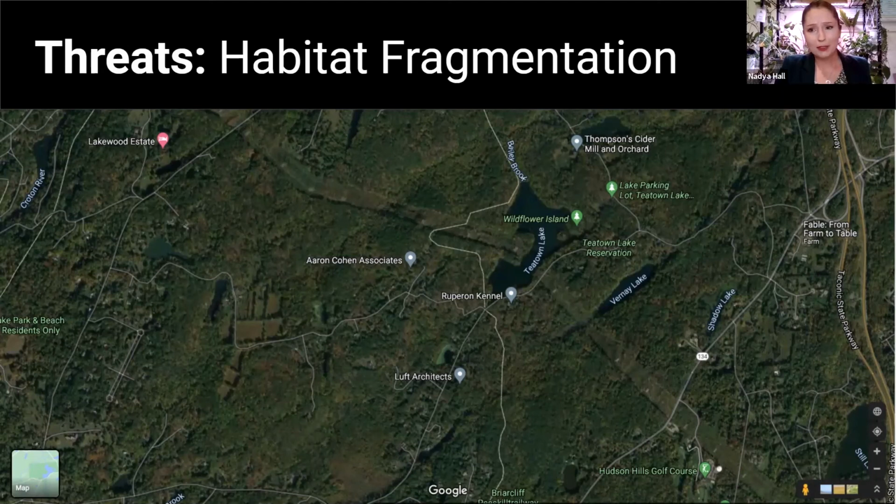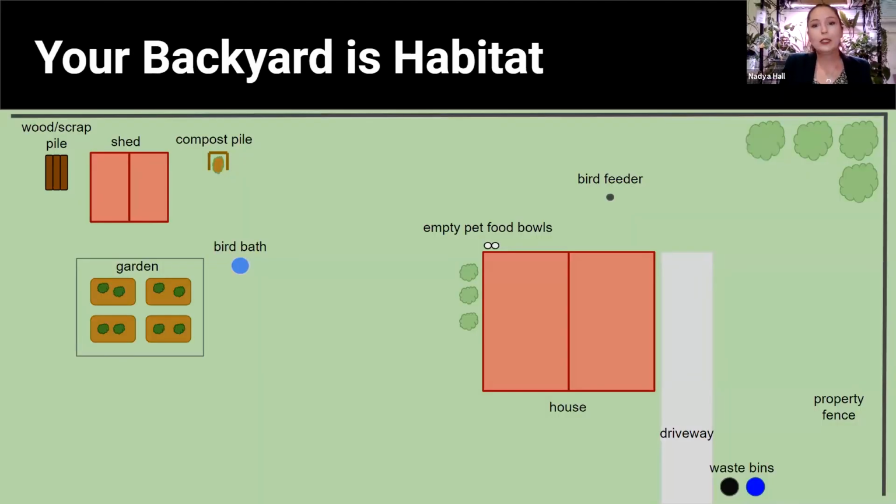But you at home probably can't affect that too much. So what can you do just in your backyard? You have to look at your backyard as habitat. The animals don't understand that your property line ends in one spot. They don't know why you put something over there. They don't know why they're not allowed to be in that corner.